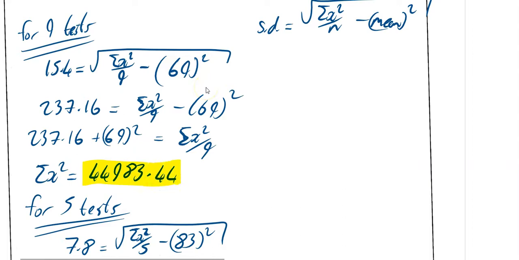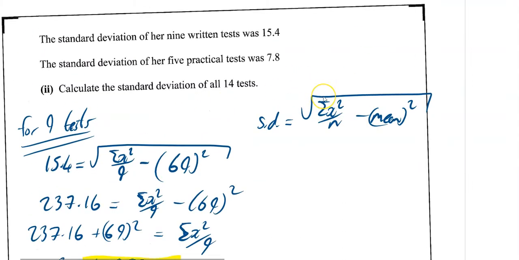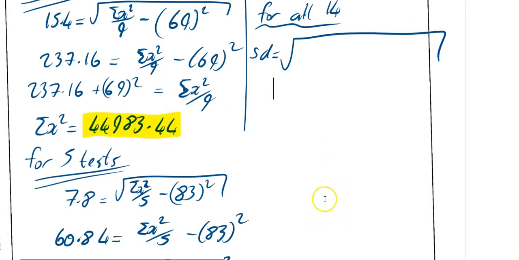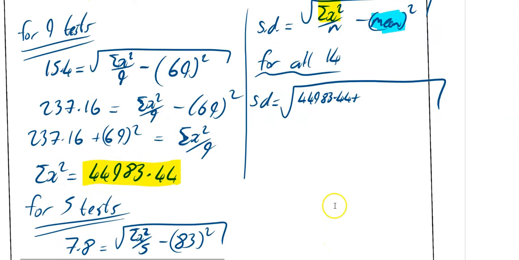I have the value for sigma x squared for the 9 tests, so I can combine them together. And I already know what my combined mean was as well. Earlier on we'd worked that out. So we'll put all of that information back in. So this is for all 14. Your standard deviation is equal to the square root of 44983.44 plus, what was my other one? It was 34749.2.